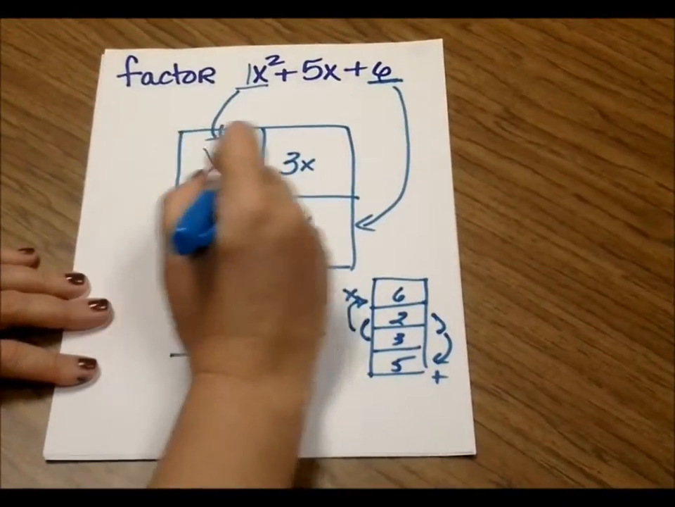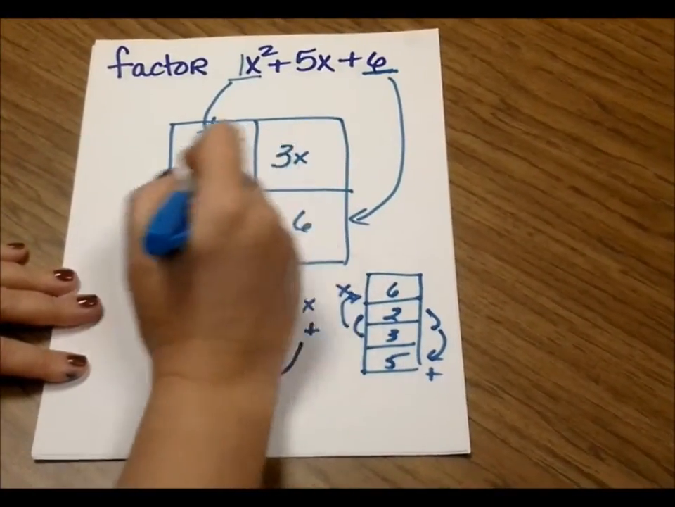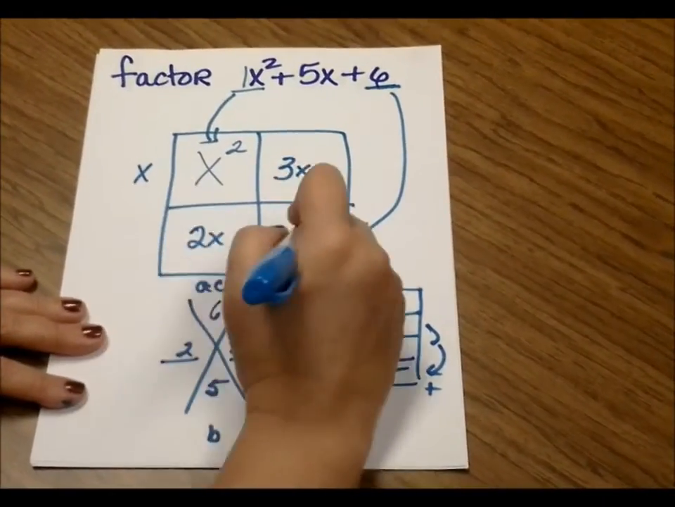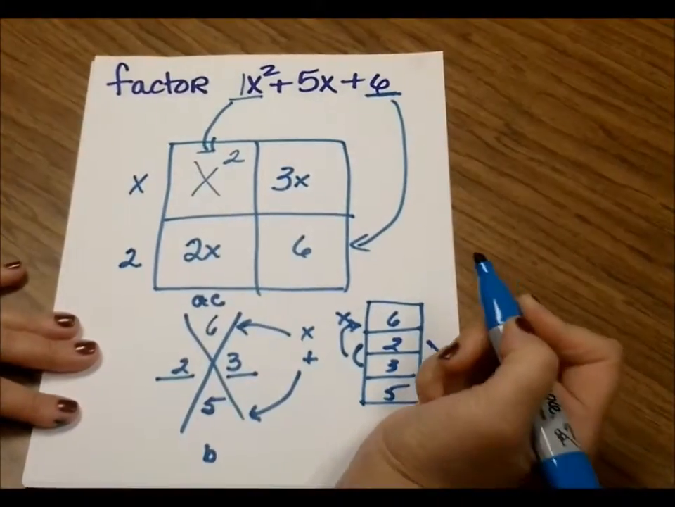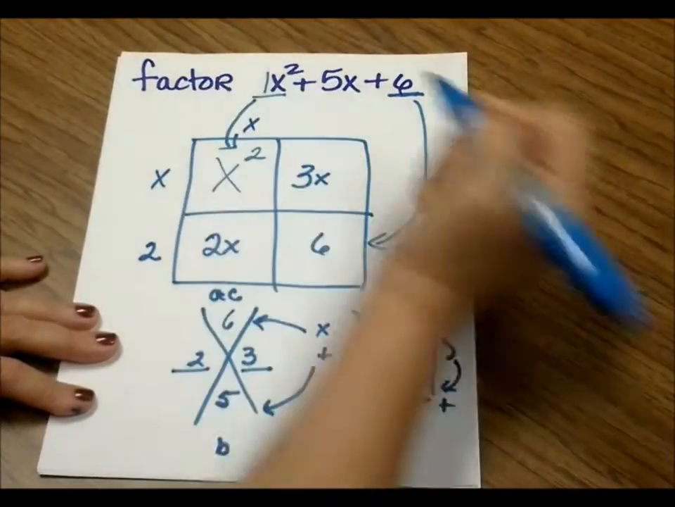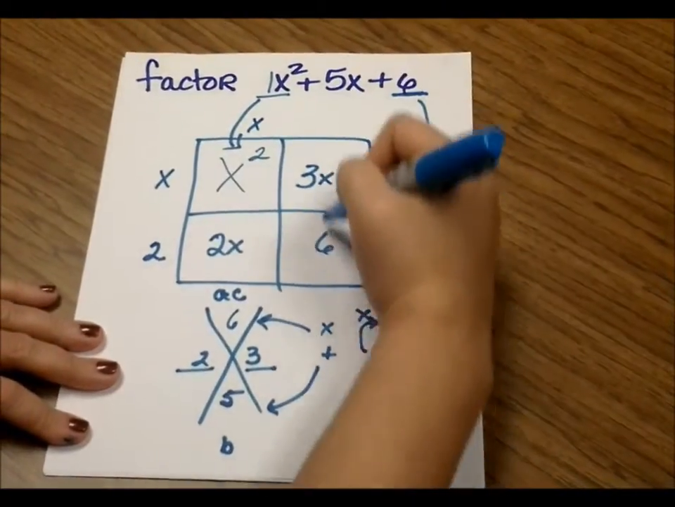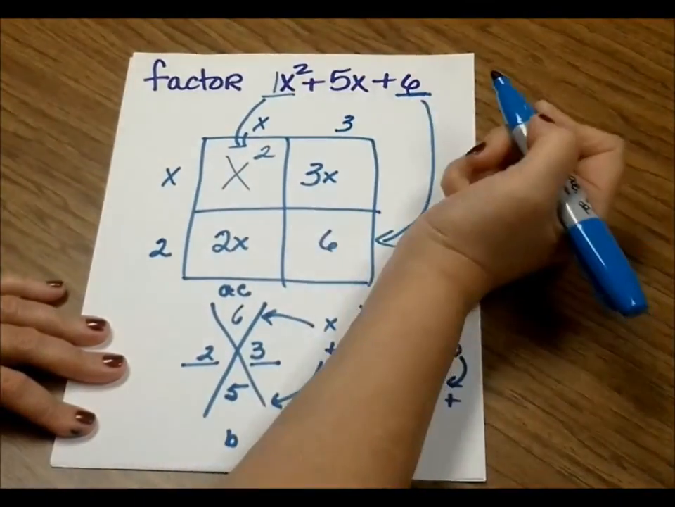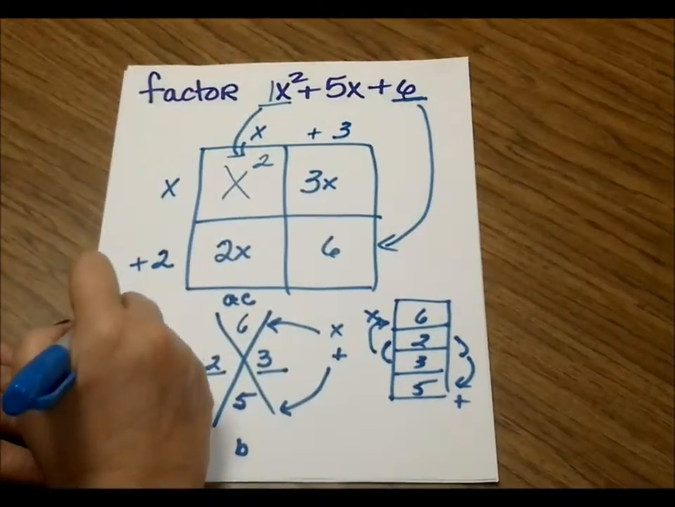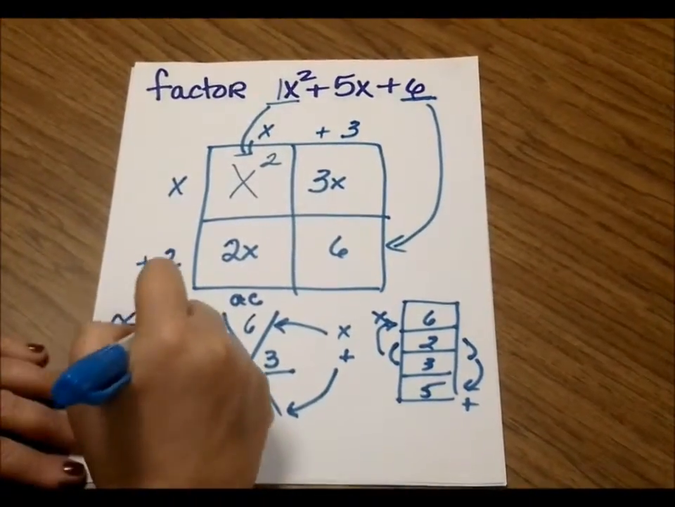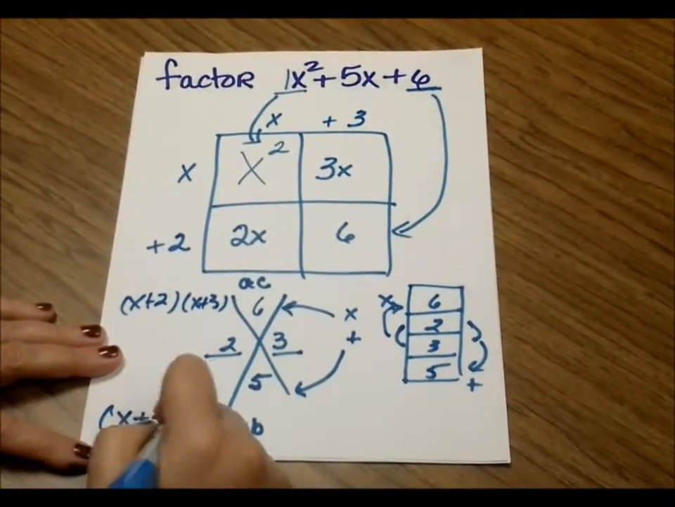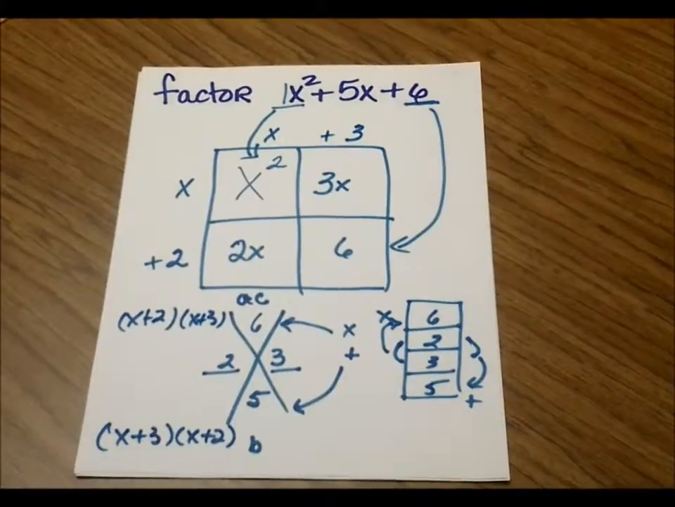I'm looking at my first row here. What factors do these two have in common? They have an x. What factors do these two have in common? They have a 2. What factors do these two have in common? They have an x. What factors do these two have in common? They have a 3. They're all positives, so my answer would be x plus 2 times x plus 3, or x plus 3 times x plus 2, or whatever convention they normally work with.